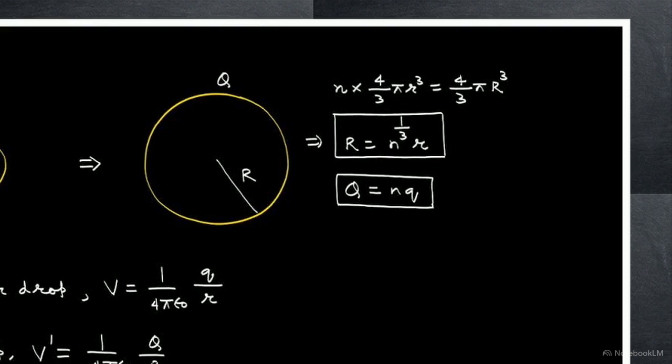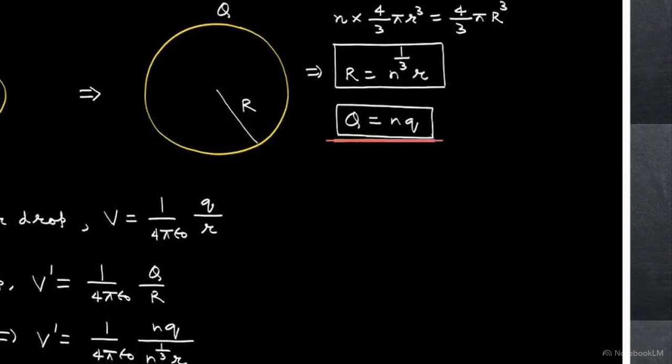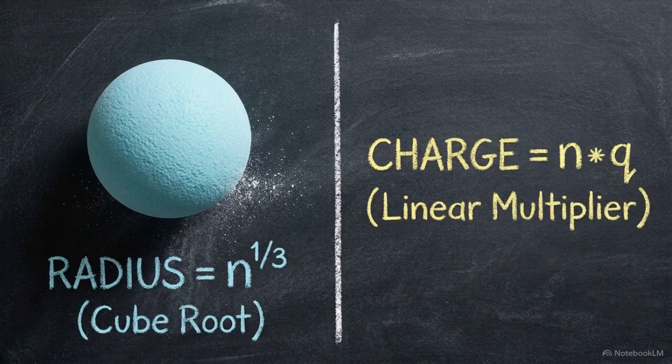Shifting focus from physical size, let's establish our second critical property, electrical charge. Under the law of conservation of charge, total charge is strictly additive. The new large drop's charge, capital Q, is simply n times the individual charge, lowercase q. Here is the core contrast. While geometric radius requires calculating a cube root, charge scales linearly as a simple multiplier.